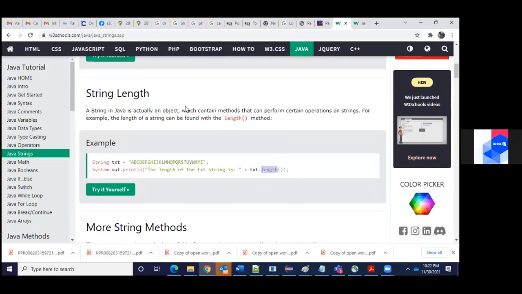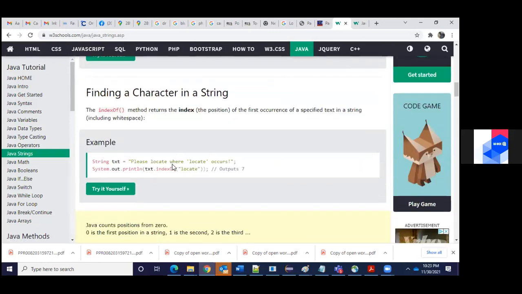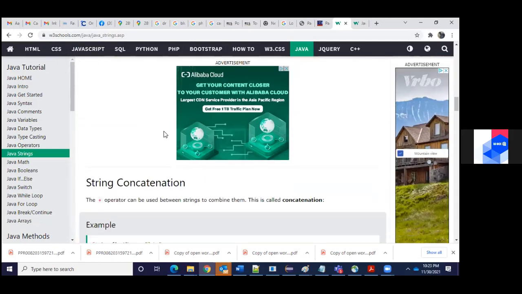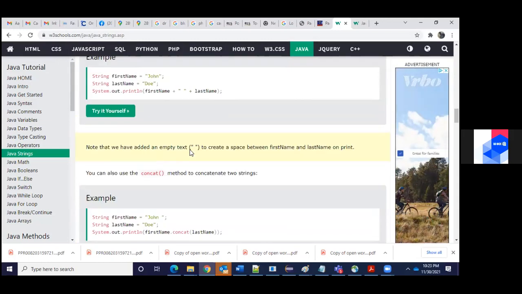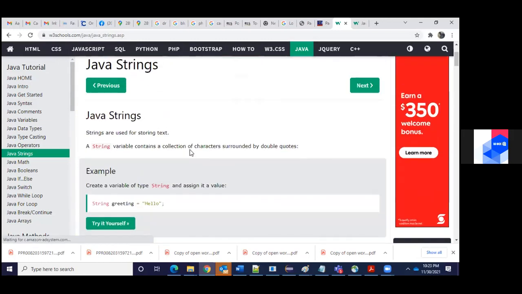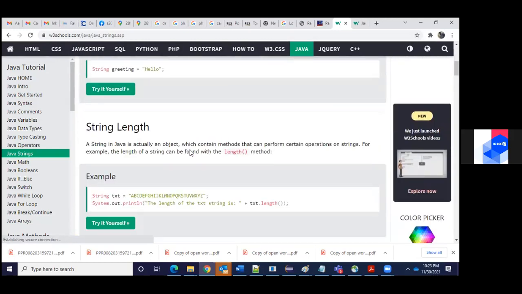So now, there are different features provided for the string, like length, uppercase, lowercase, and indexOf. There are different things there, like concatenation. You just try all these things and let me know if you have any questions. We'll discuss that too.